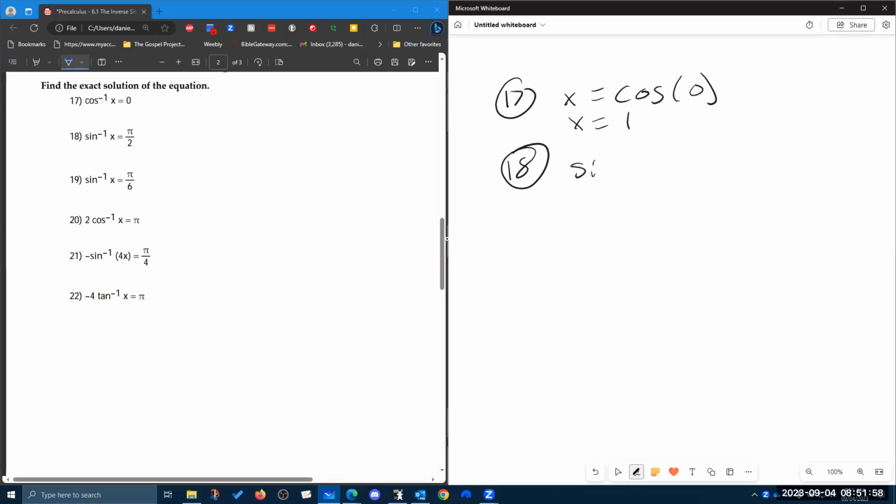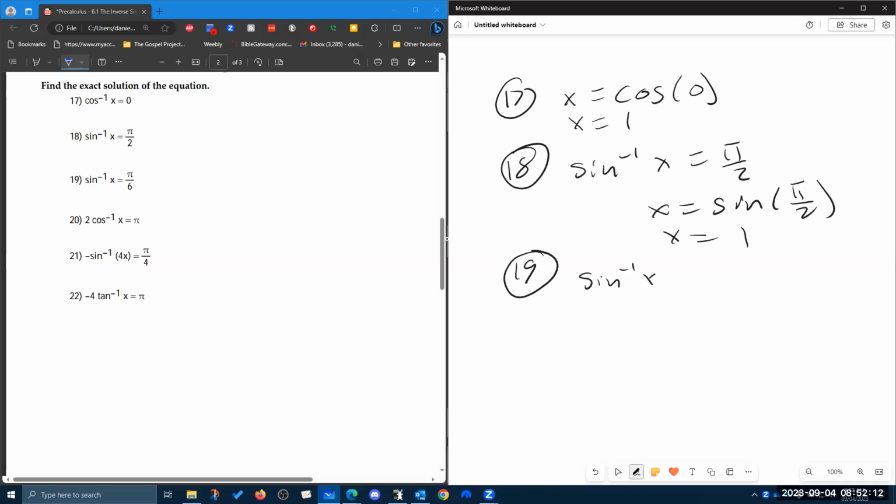But for right now, let's just focus on these and use our inverse operations to say that sine of pi over 2 is 1. Inverse sine x is pi over 6, so x is sine of pi over 6, which is a half. All these are things that are on the unit circle.